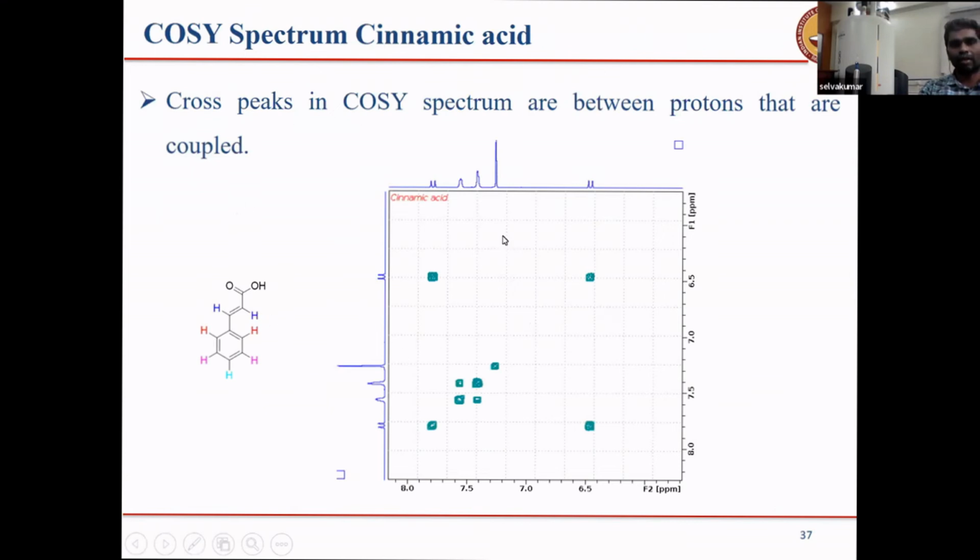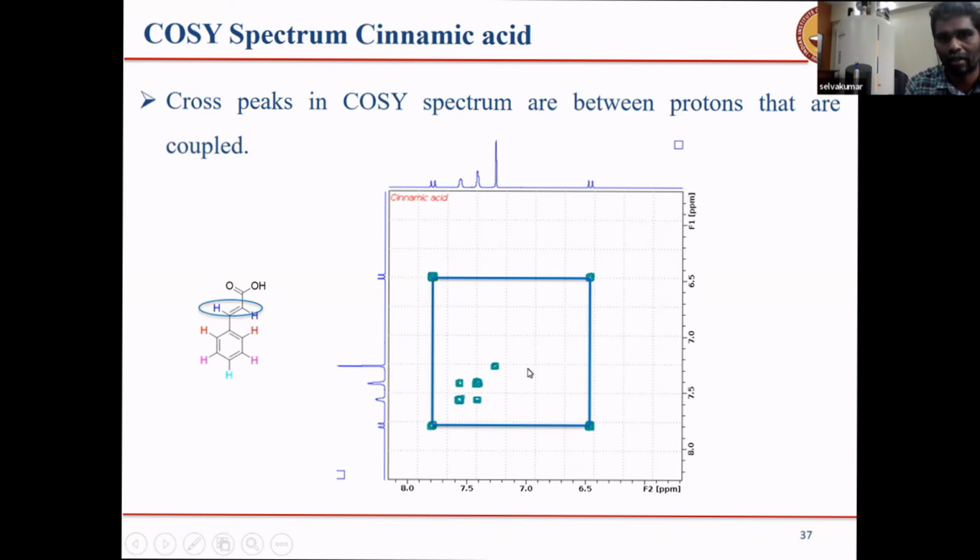See, this is the ethylbenzene COSY spectrum. Sorry, this is cinnamic acid. Cinnamic acid COSY spectrum. Here, see, these protons are attached to adjacent carbons. See, these two protons are attached, these two protons are attached to adjacent carbons. So that's why we are getting the cross peaks here. This diagonal is the normal simple 1D spectrum. We are interested in the off-diagonal contours. Here, these two protons are attached to adjacent carbons, so that's why we are getting the cross peaks. Next, here, these protons are attached to adjacent carbons. So that's why we are getting the cross peaks here.